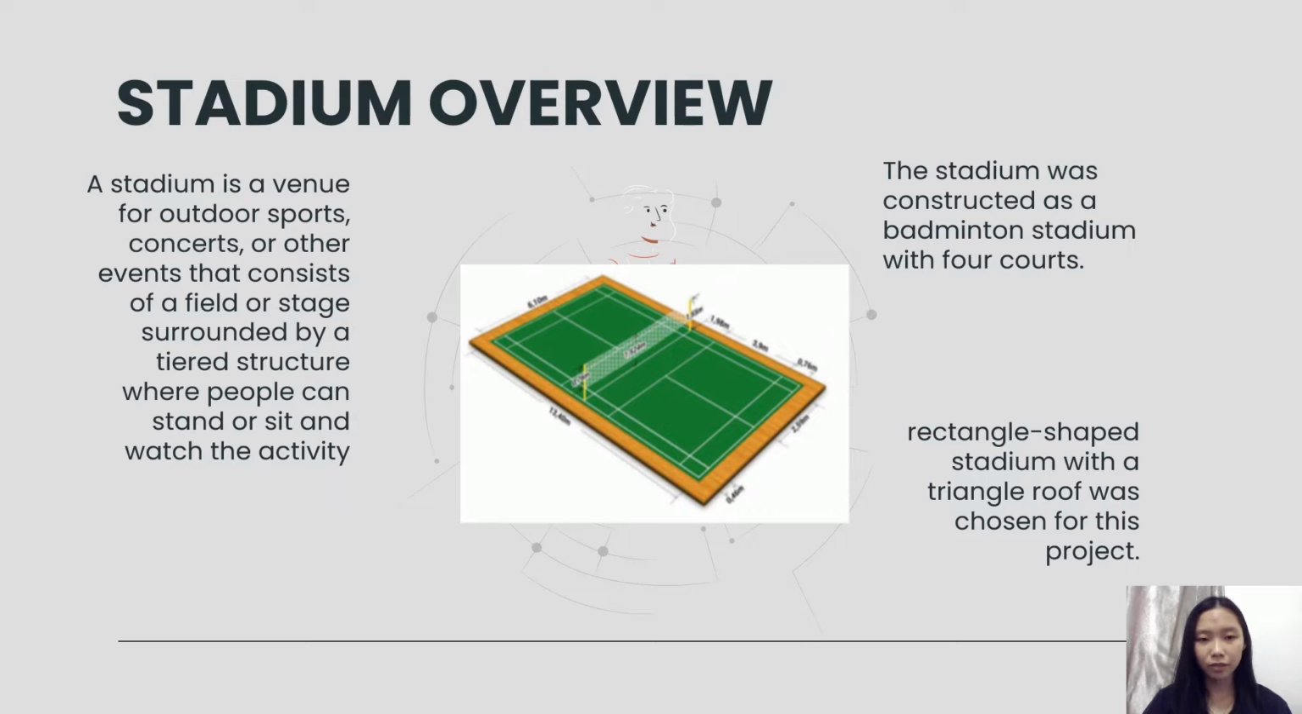Next is the stadium overview. A stadium is a venue for outdoor sports, concerts, or other events that consists of a field or stage surrounded by a seating structure. So the stadium was constructed as a badminton stadium with 4 courts, and a rectangular-shaped stadium with a triangle roof was chosen for this project.